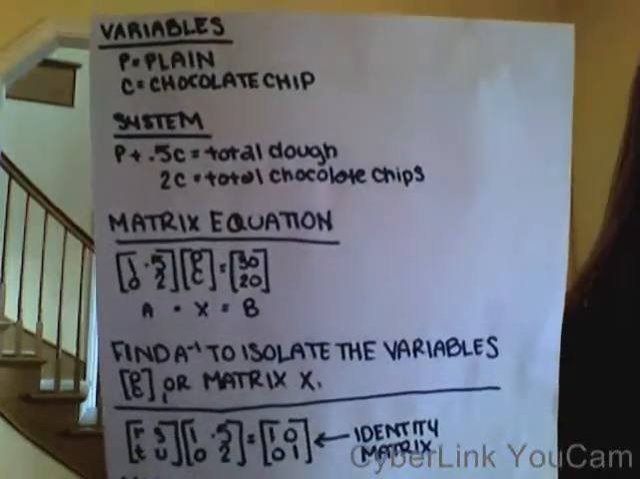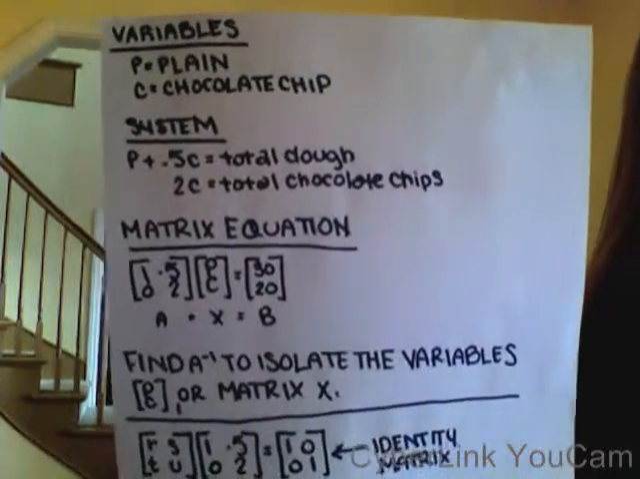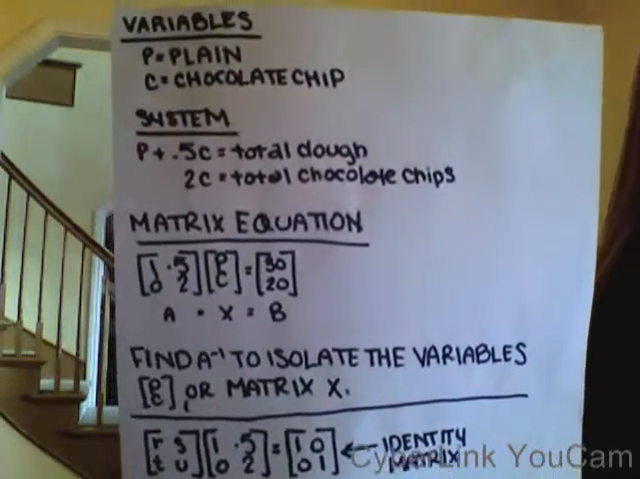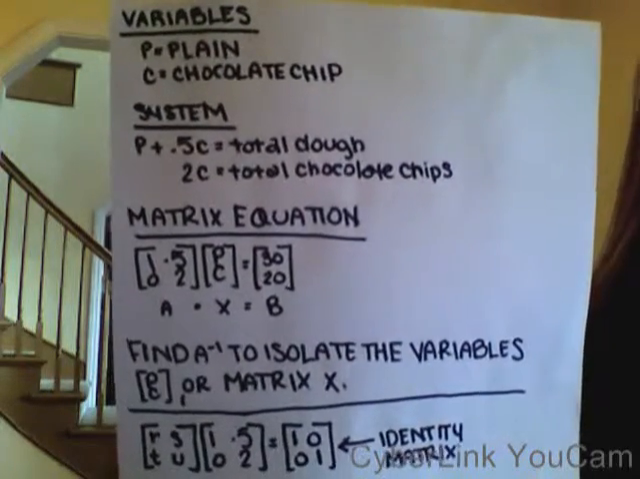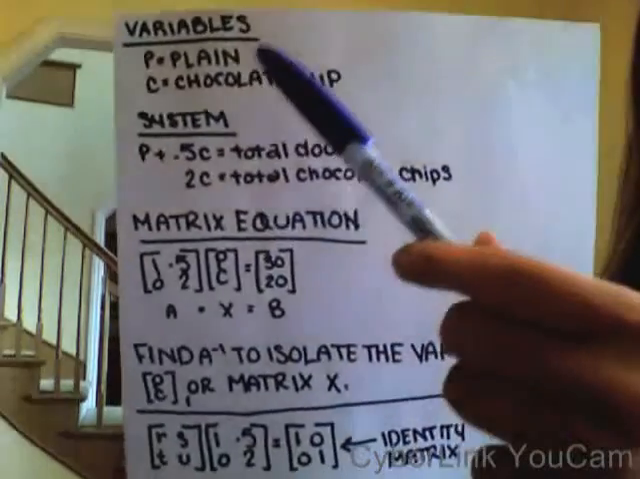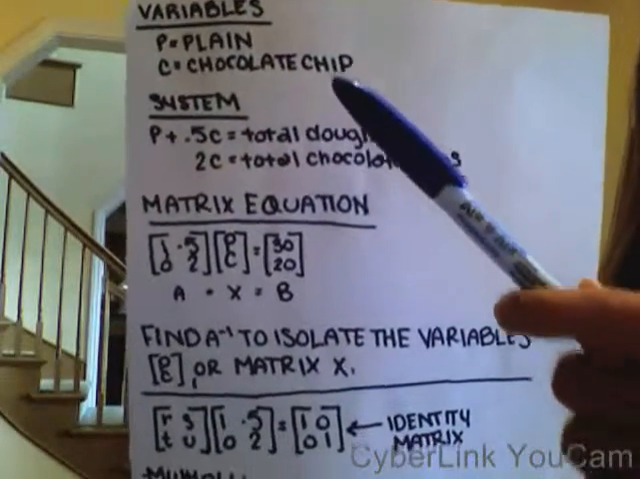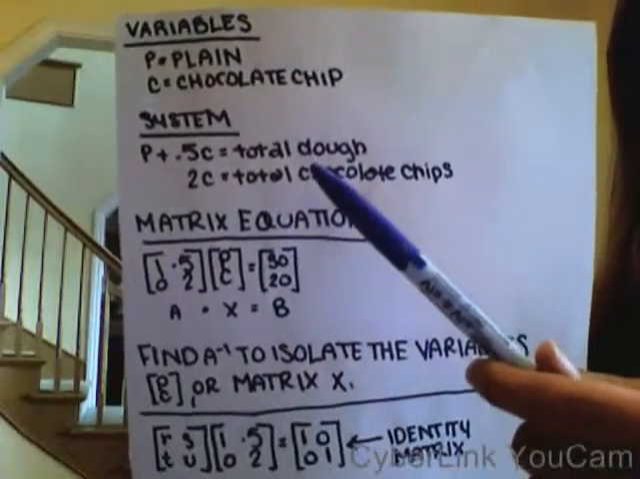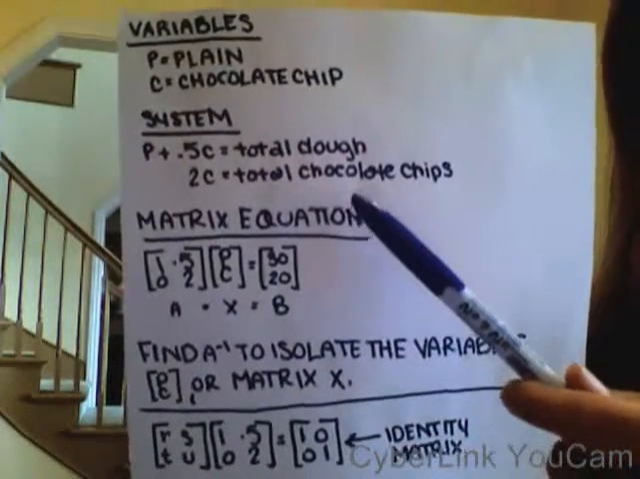We can solve our problem with matrices. You can arrange what you know about how much dough and chocolate chips you need for each cookie in a 2x2 matrix. But first, let's write a system of equations to represent the data. Let's have P equal plain cookies and C equal chocolate chip. This information can be put in the equations P + 0.5C = total dough and 2C = total chocolate chips.